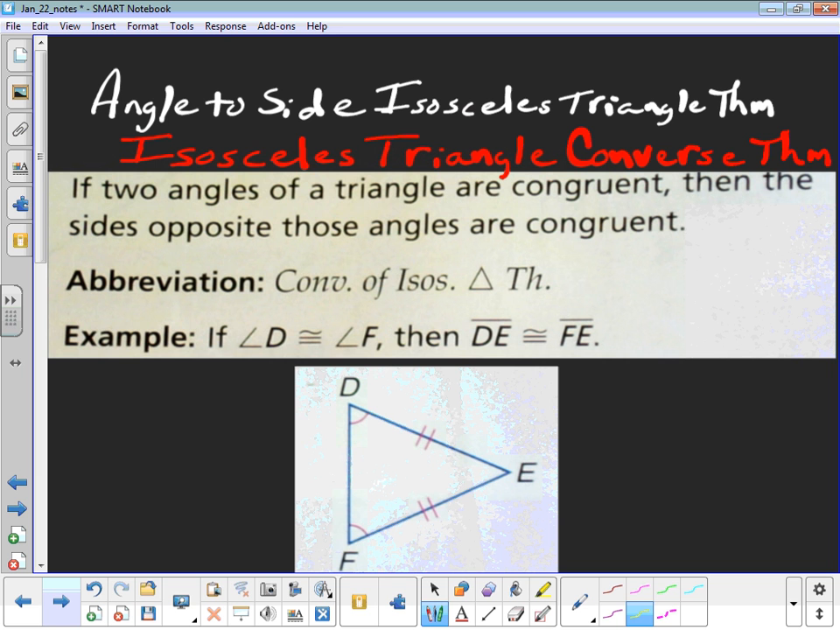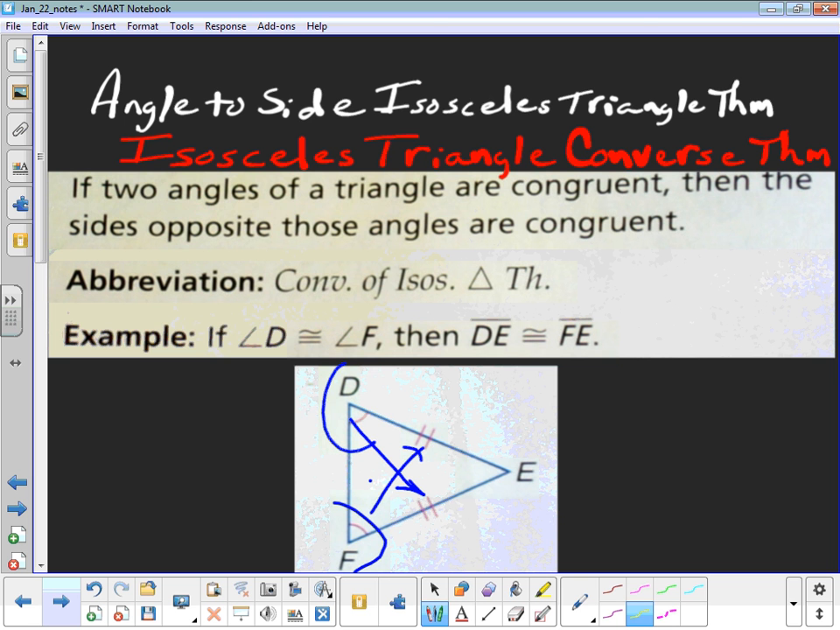Otherwise, you can call it the isosceles triangle converse theorem because it's going the opposite direction. So if two angles of a triangle are congruent, then the sides opposite those angles have to be congruent. It's the converse of the isosceles triangle theorem. So if my angle D is congruent to my angle F, that means I have to have congruent sides. Before, knowing that we had congruent sides gave us congruent angles. Now we've got congruent angles, and we're going to get congruent sides.